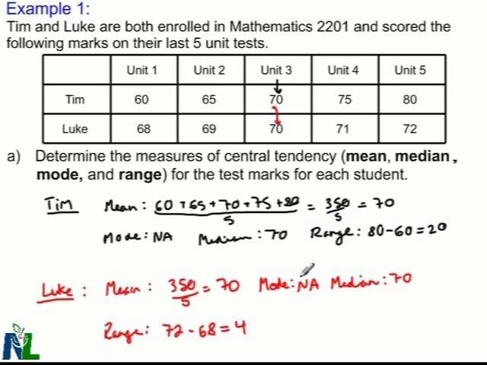If I look at Luke and I look at his range, I can see his marks only run from 68 to 72, which means there's only a difference of 4 between his highest and lowest marks. So if I were to speak to how closely clustered or how consistent Luke or Tim was, I would say that Luke was much more consistent in his achievement on his tests than Tim was. While Tim may have done better on several tests, on average, Luke tends to be more consistent.